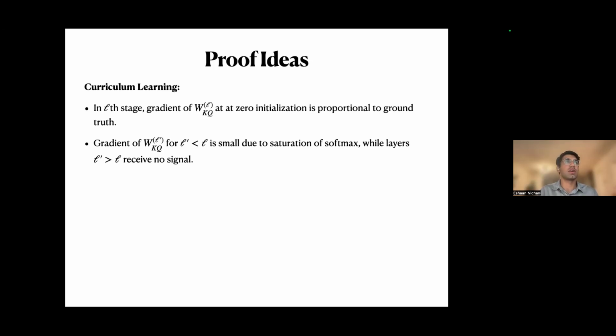On the other hand, the layers L prime greater than L receive no signal because we're simply using the output of layer L to predict the hop 2 to the L minus 1 function. As such, the only key query matrix that has a non-trivial update is this Lth layer. And assuming that layers 1 through L minus 1 compute the correct thing, the gradient at zero initialization is proportional to the ground truth. And so one gradient step allows WKQL to grow from 0 to the ground truth. And as such, after the Lth stage, the model can correctly predict the hop 2 to the L minus 1 function.